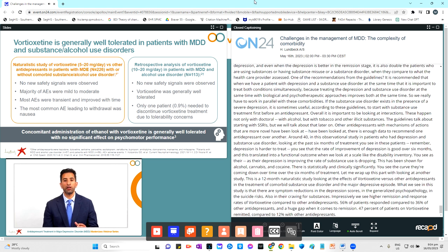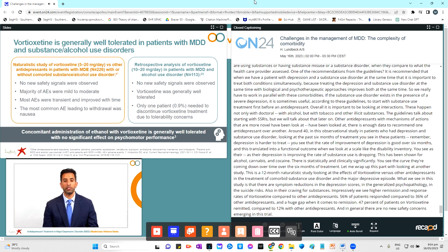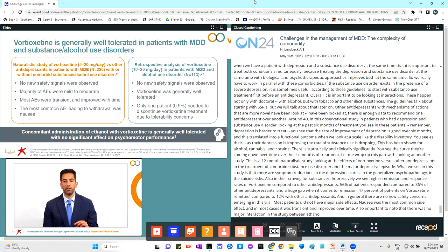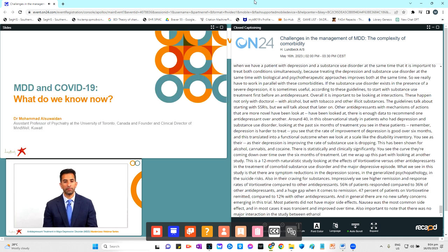And in general, there are no new safety concerns emerging in this trial. In fact, most patients did not have major side effects. Nausea was the most common side effect leading to withdrawal from the trial, and in most cases it was transient and improved over time. Also, it's important to note that there was no major interaction in this study between ethanol consumption and vortioxetine in terms of psychomotor performance.